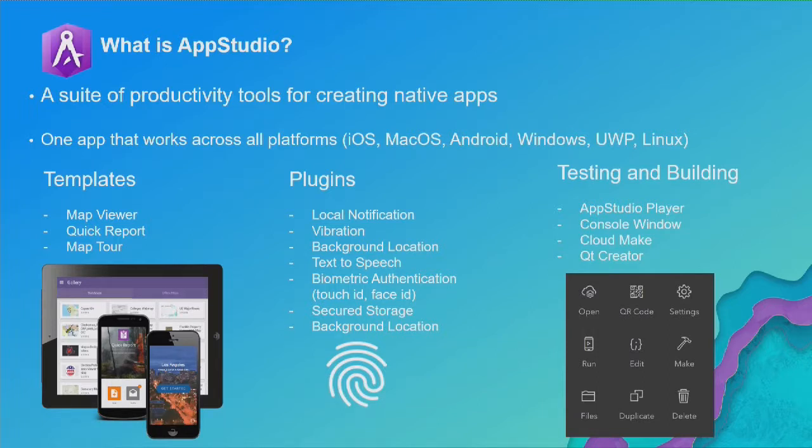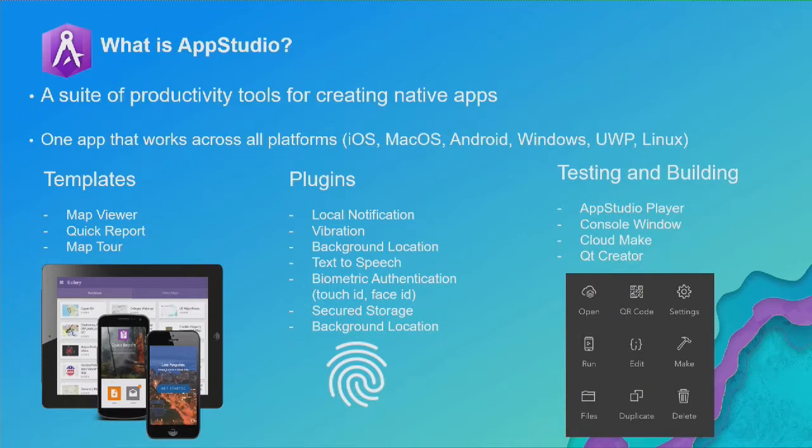Also, in AppStudio, we created a lot of plugins. They help you access the capabilities of native apps, for example local notification, vibration, background location, text-to-speech, and biometrics authentication. Remember, on your iPhone you can use your fingerprint, and Face ID on the new iPhone X. Also secure storage, background location, and many more. We are going to talk about it later, towards the end.